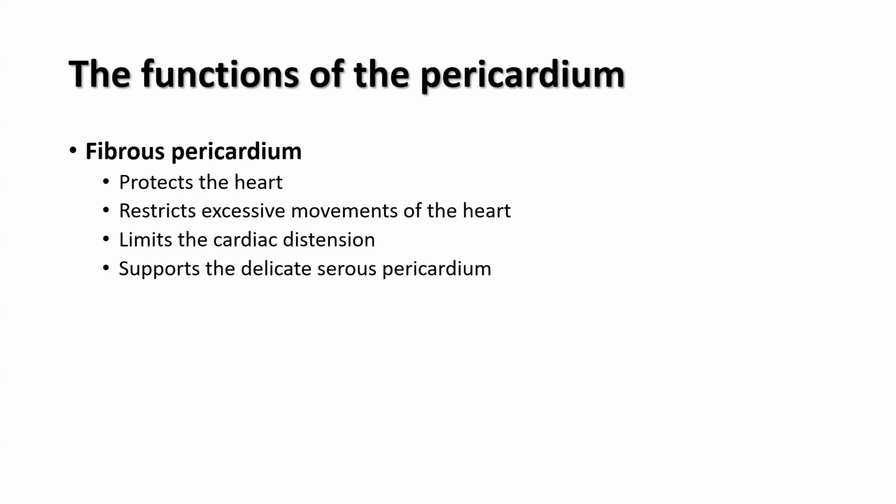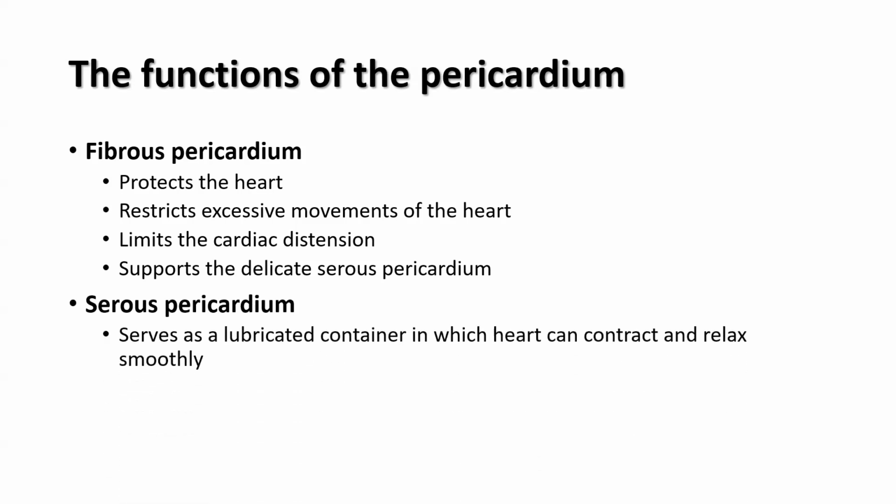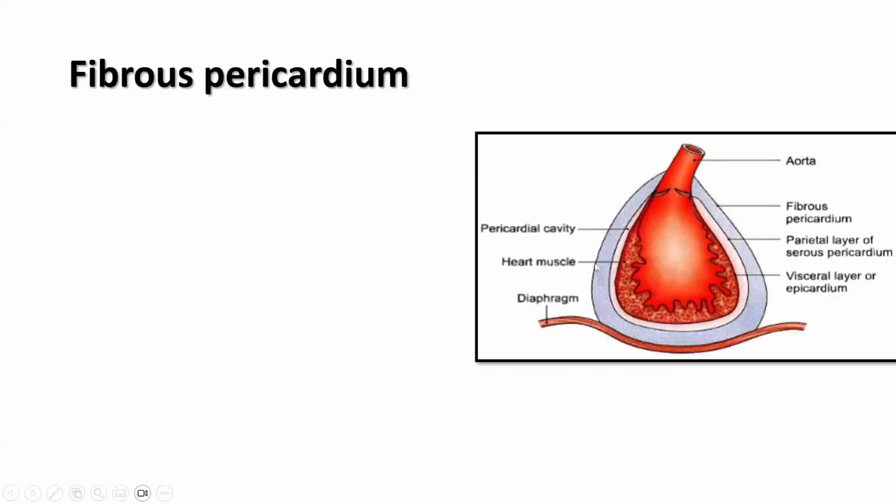So, the fibrous pericardium protects heart as well as delicate and sophisticated serous pericardium. Fibrous pericardium restricts excessive movement of the heart and limits over distension of the heart. Now, what is the function of serous pericardium? Actually, serous pericardium serves as a lubricated container in which heart can contract and relax smoothly. So, these are the functions of the pericardium.